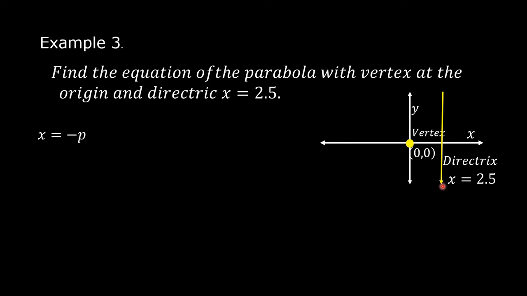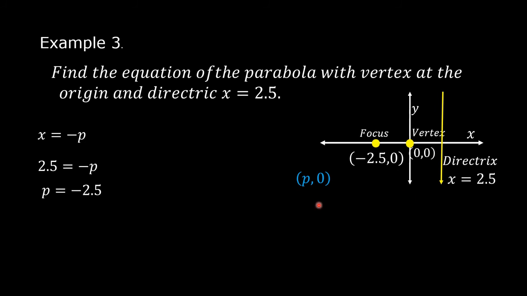If the directrix is parallel to the y-axis, then the equation of the directrix is x is equal to negative p. x is equal to 2.5, so we replace the x by 2.5. So we have 2.5 is equal to negative p. Dividing both sides by negative 1, we have p is equal to negative 2.5. This is the x coordinate of the focus. So the focus now is negative 2.5, 0.